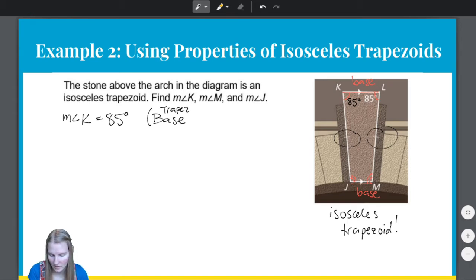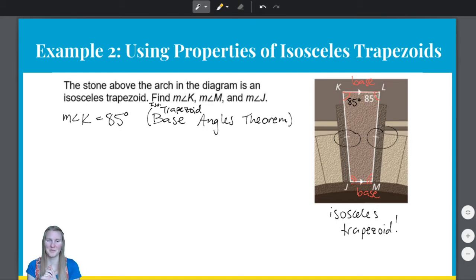isosceles trapezoid base angles theorem. So this says ISO for isosceles trapezoid base angles theorem. We could also just write base angles theorem, and you know that we're talking about isosceles trapezoids.